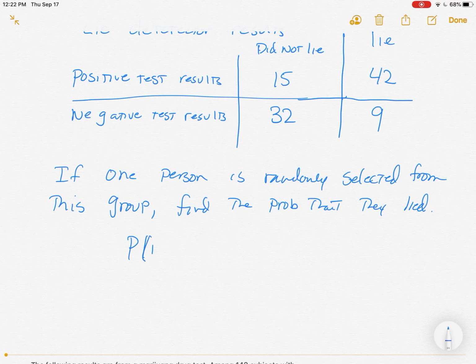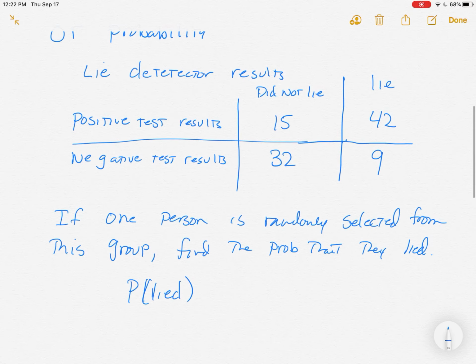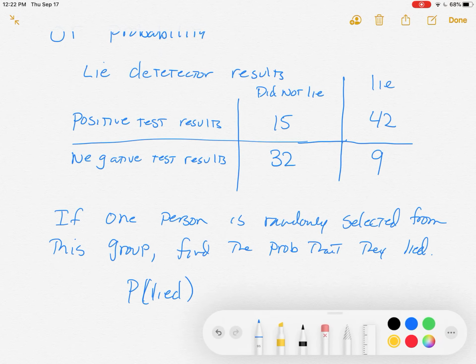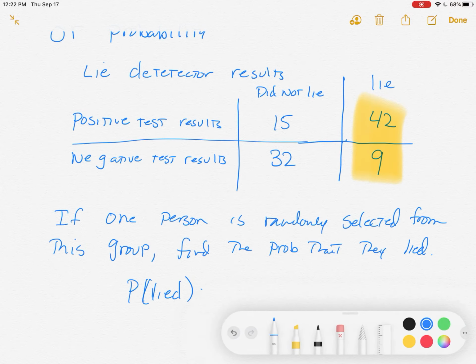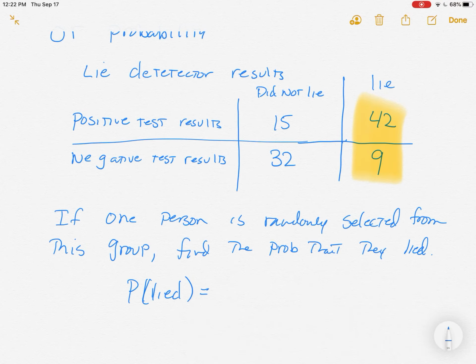The probability that they lied would be the number of people that lied. How many liars do we have? Well, please don't mistake a positive test result with actually lying. The actual liars are right here. Those are the people who for sure lied. 42 of them got caught, 9 of them didn't. These other 15 that got positive test results, they're not liars. The test just thinks they are. And that's going to happen from time to time. Super frustrating, right? But it happens. And that's why lie detectors are thrown out so often, because they're wrong a lot of the time.